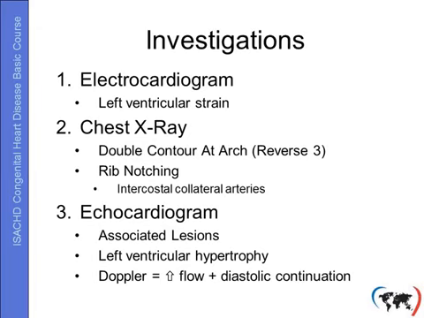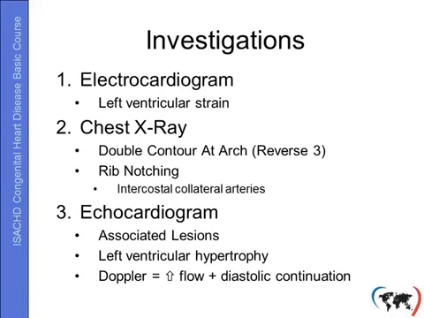Routine investigations for aortic coarctation include electrocardiogram, typically showing left ventricular hypertrophy, chest X-ray showing a double contour at the aortic arch, often described as a reverse 3 sign, with rib notching secondary to intercostal collateral arteries. These are demonstrated on the following slide.